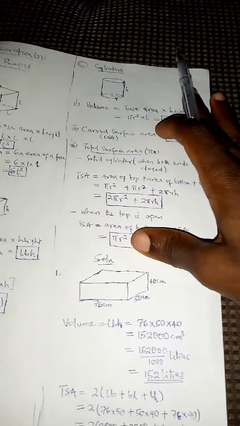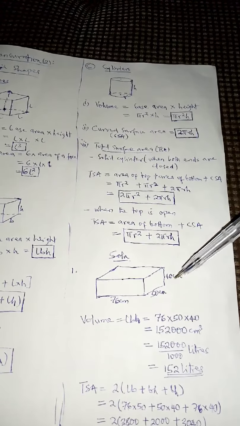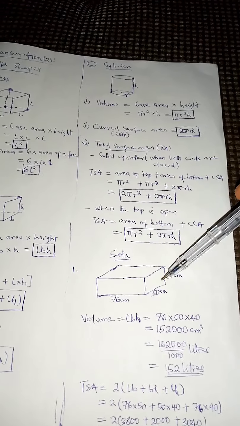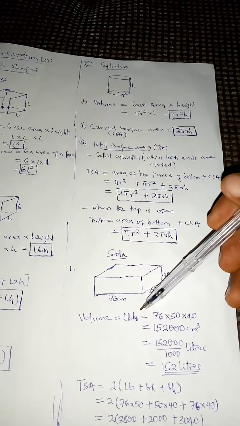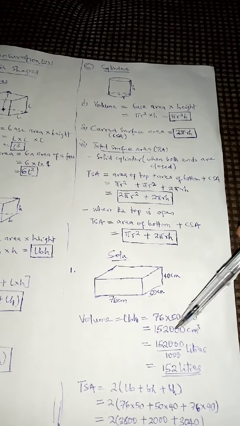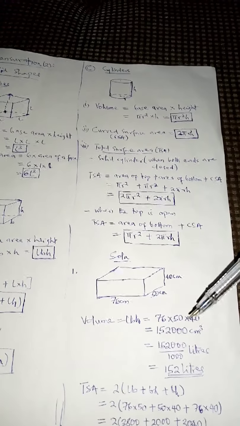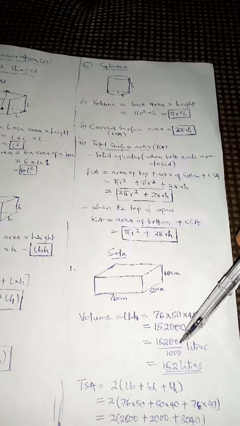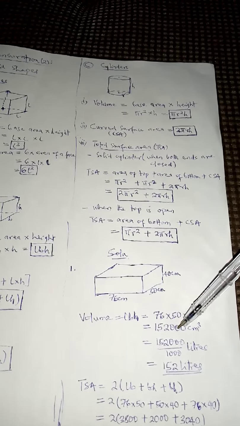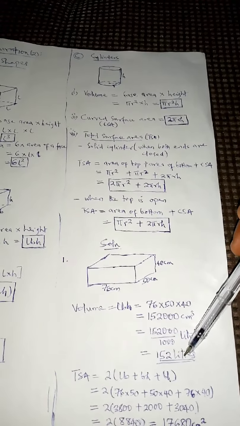Let's consider the following examples. We have a keyboard in dimension 76 cm, 50 cm, and 40 cm. We are to get the volume in liters. The volume is length times breadth times height as discussed earlier. Multiply them, it will give you 152,000 cm cube. Volume is in cube: meter cube, centimeter cube, and so on. Now to change to liters, 1000 centimeter cube will give 1 liter. Divide by 1000 and your final answer will be 152 liters.